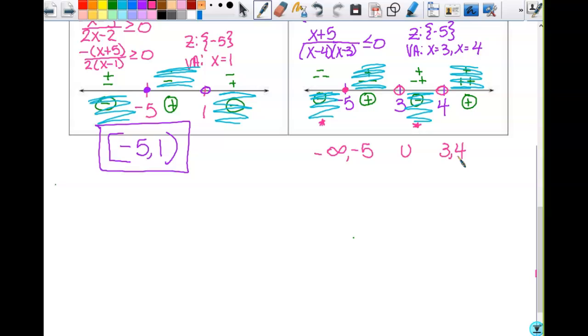So do we agree? Everybody agree with me so far? I never include my infinities, right? Do I include negative 5? Yes, because it's a closed circle, right? Do I include 3? Nope. Open circle. 4? Nope. And that's my answer right there. Okay. What questions do you have? Anything at all?